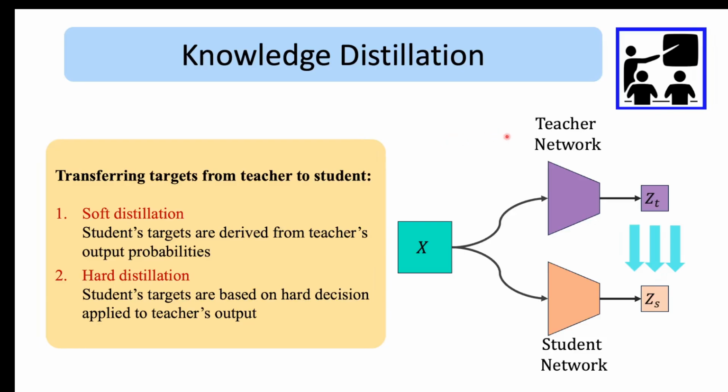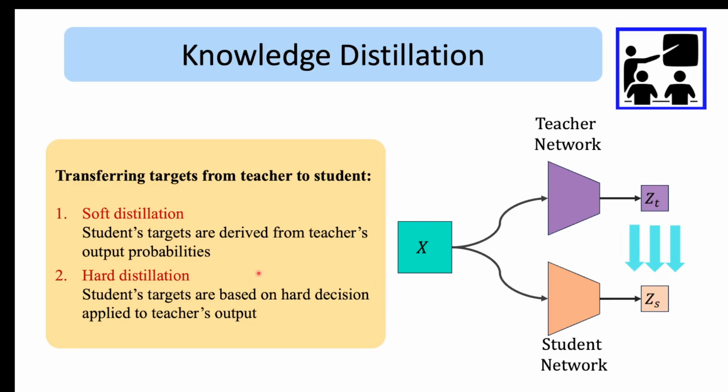For training the teacher model, we use the ground truth labels, but the student network gets its targets from the output of the teacher. There are two ways to obtain targets for the student. One is soft distillation, which means we use soft targets, or probabilities, from the teacher to train the student. The second option is hard distillation, which is when we calculate hard labels from the decisions made by the teacher. The DeiT paper has explored both of these options.